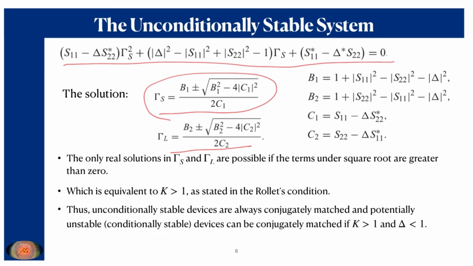And if you replace the expressions for B and C from this expression, then you will get the Rollett's condition that I have discussed in my previous lecture. The Rollett condition states that K must be greater than 1, and the expression of K you will achieve by replacing the expressions of B1, C1 and B2 and C2 in their respective places.